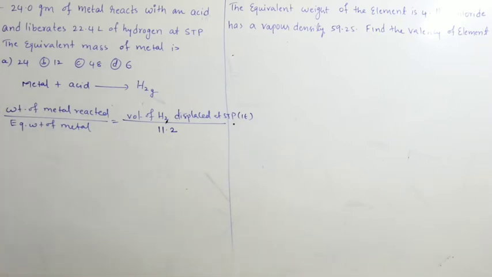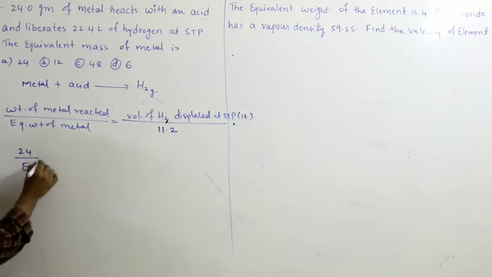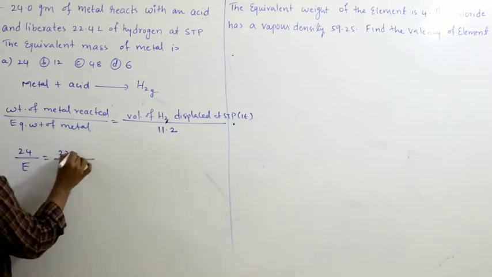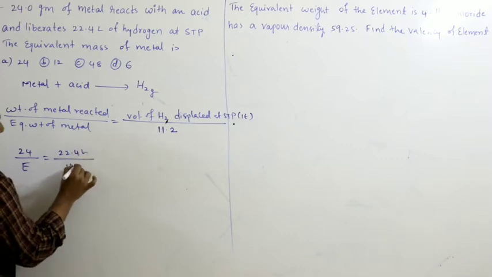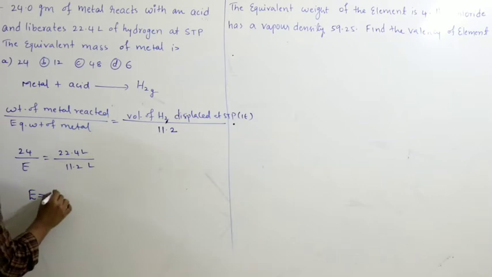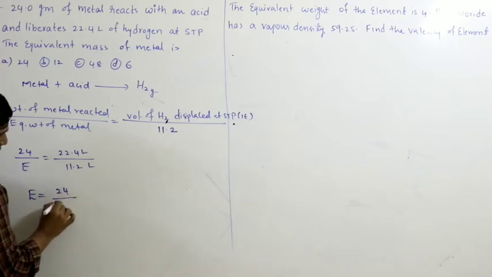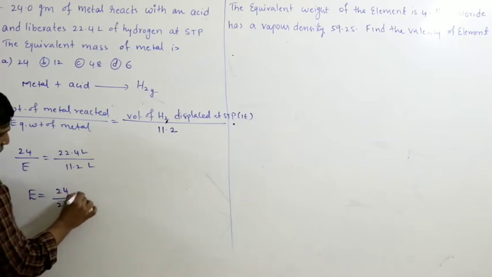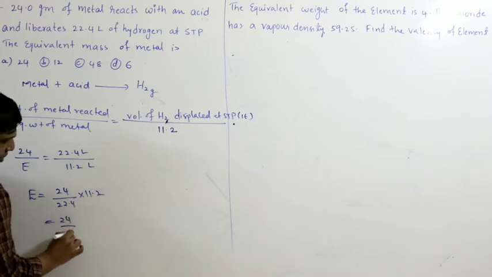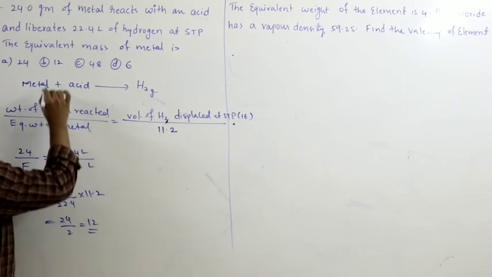Weight of metal reacted is given as 24, equivalent weight of metal, let us assume it as E. Volume of hydrogen displaced at STP is given as 22.4 liters by 11.2 liters. So we require E equal to 24 by 22.4 into 11.2, that is equal to 24 by 2, you will get 12.